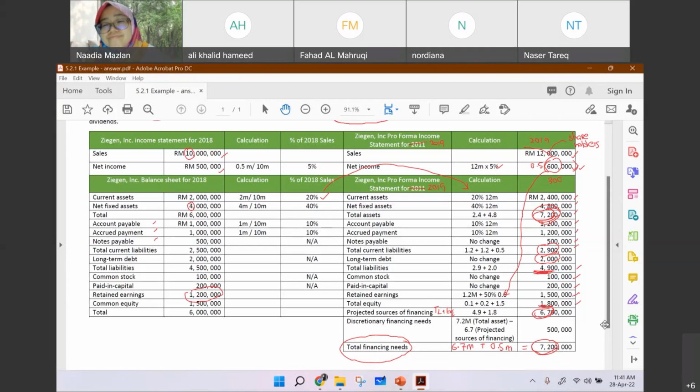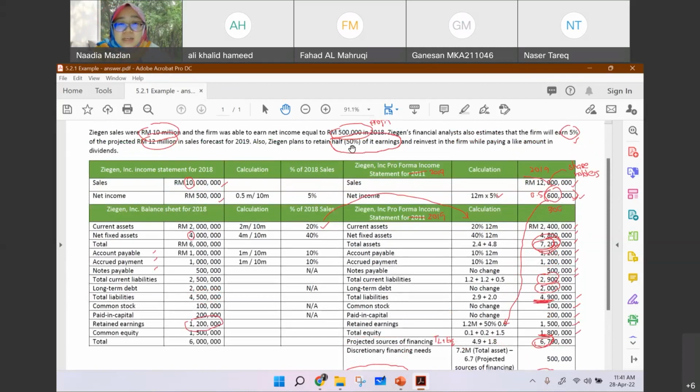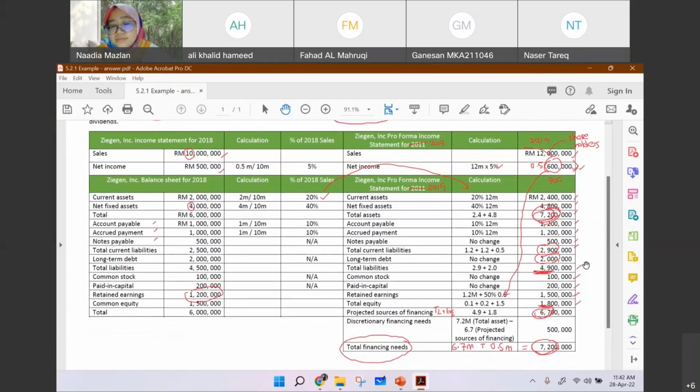Sorry, I had to switch from my phone to laptop and I lost the voice link. Yes, because here remember that 50% of its earnings, so 0.5 of 600,000.